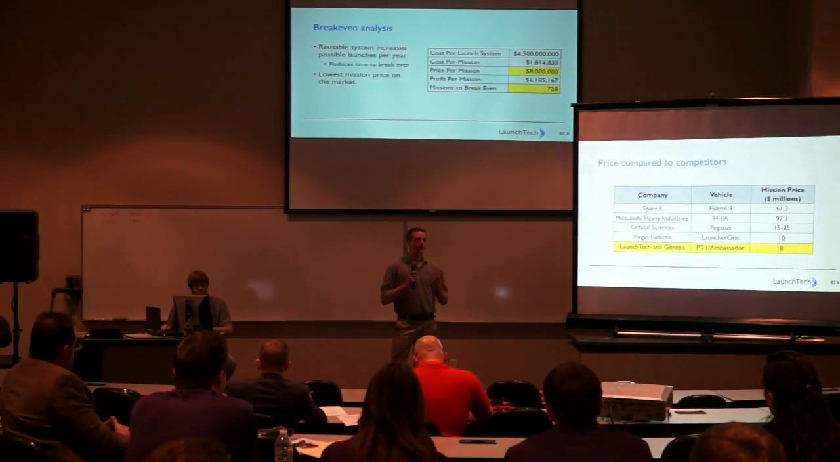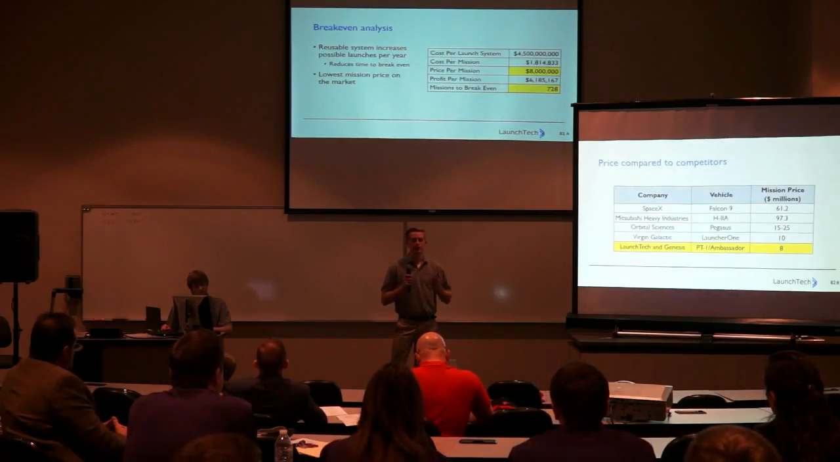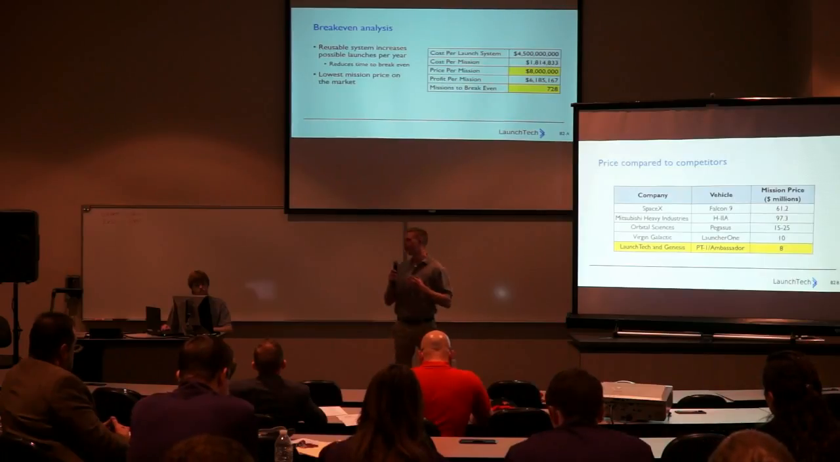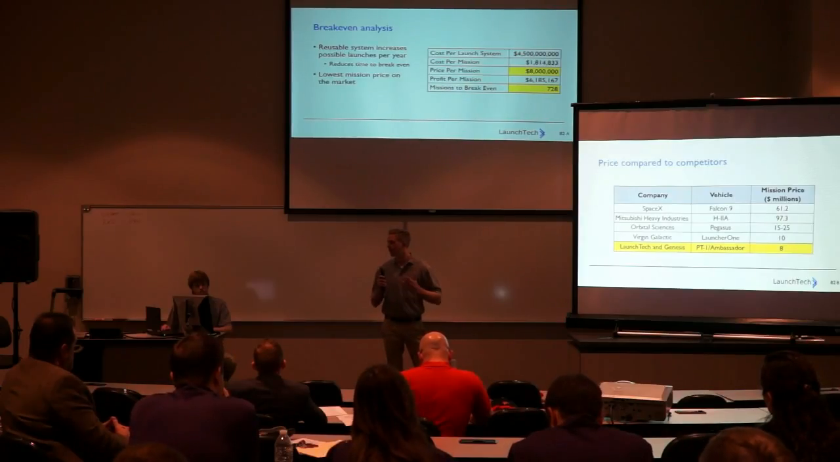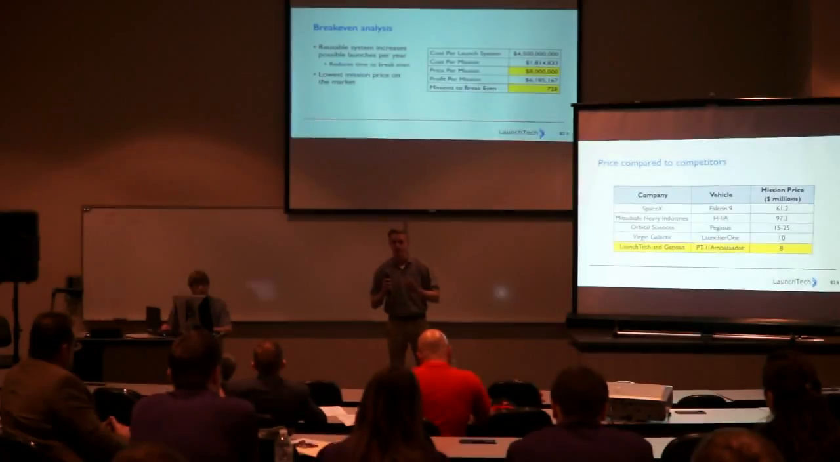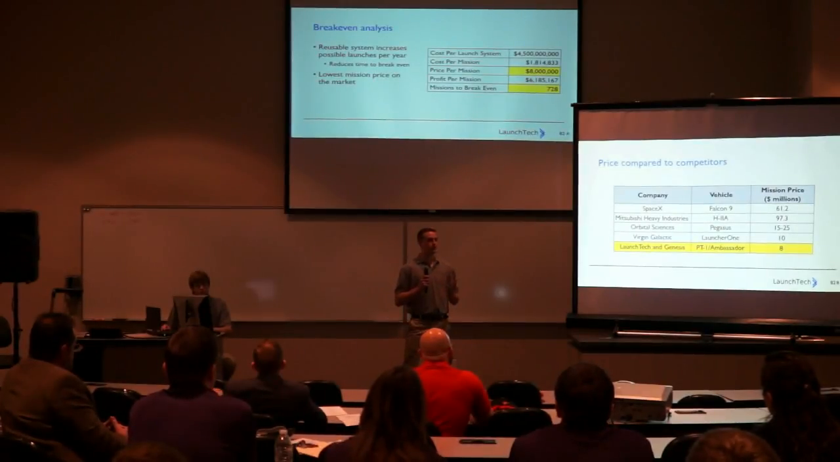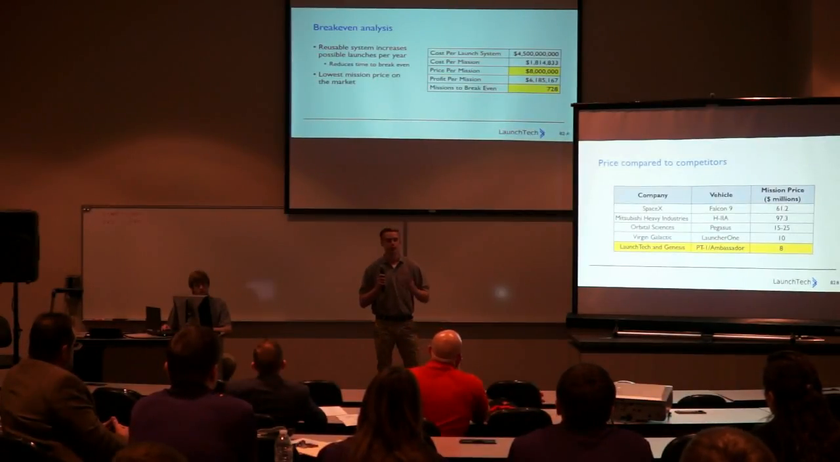So we wanted to have the lowest mission price that we possibly could to have the most cost-effective design. So we chose a mission price of about $8 million. This gives us a profit per mission of just over $6 million, and it's estimated that in between 720 and 730 missions, you can break even on the cost of one PT-1 Ambassador launch system.